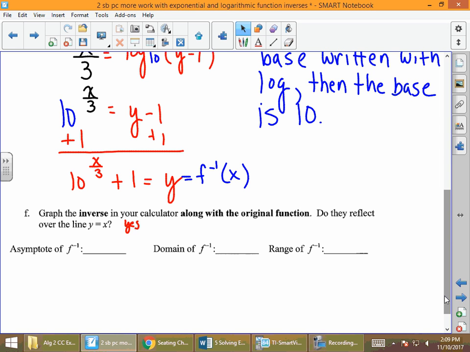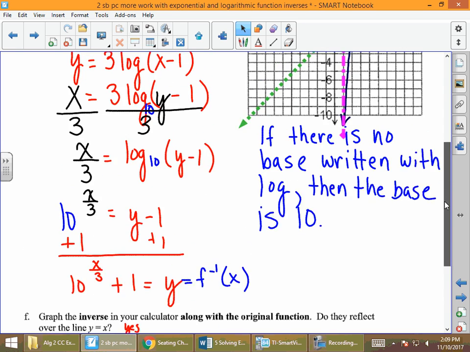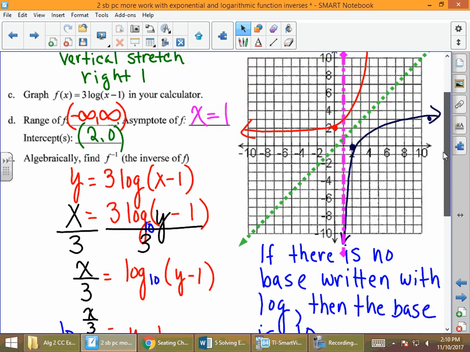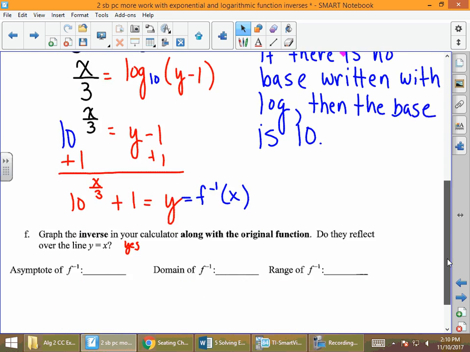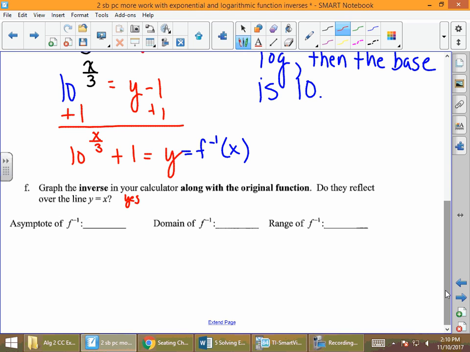And then lastly, we want to come up with the asymptote, the domain and the range, all of the inverse. Well, once again, it goes back to the inverse. The whole underlying concept of inverse is that you switch the x and the y. In our original function, our asymptote was that purplish line, which is x equals 1. Well, in our inverse, we're going to switch the x with the y. So we get y equals 1 for our asymptote.